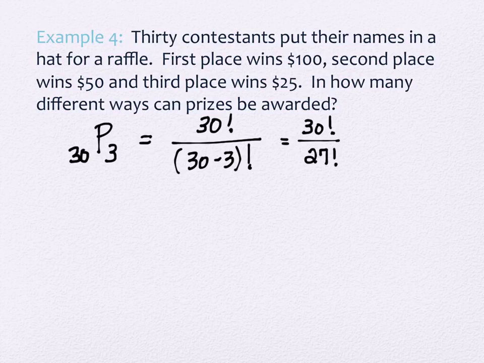Everybody good so far? Where did we get the 30 and the 3? Because there are 30 people who put their name in the hat. Okay. And there are 3 people who win. Yes. Okay, any other questions so far?